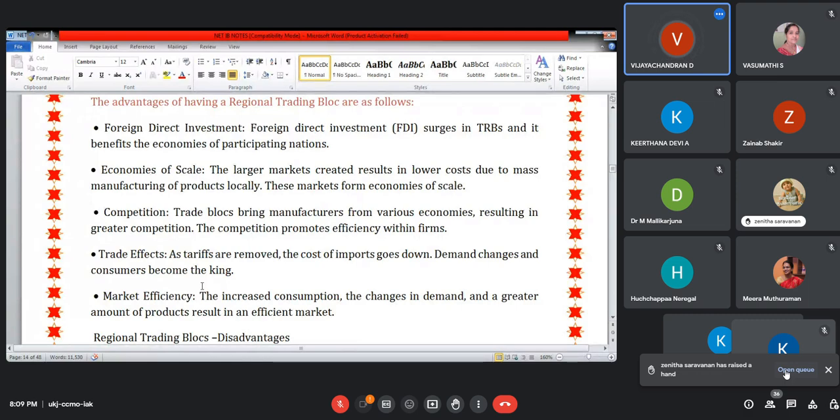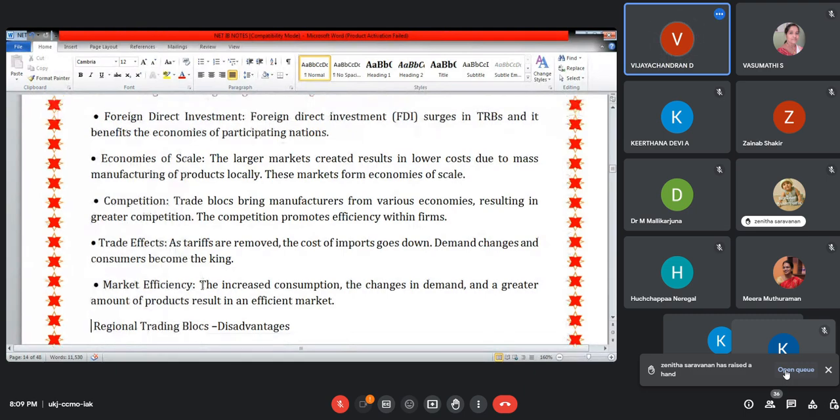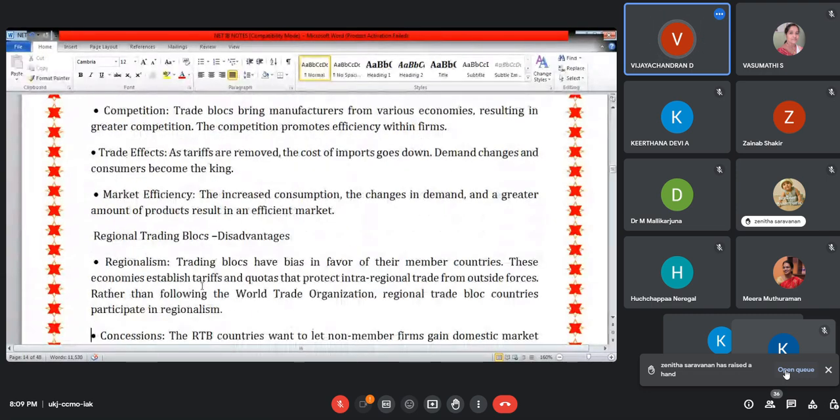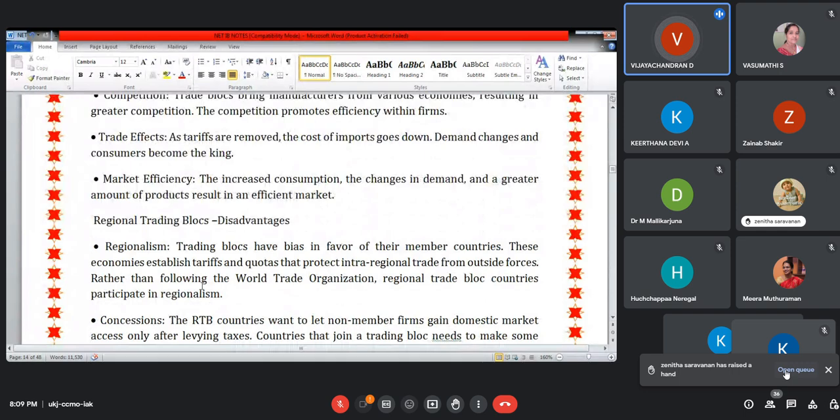Trade effects will be there. The tariffs are removed, so a larger quantum of trade will be there. If the barriers are removed, obviously there will be more trade. Efficiency will be there, so increased consumption will be there. More market share, yes, that will be an advantage. And I told you regionalism: a group of countries will dominate.